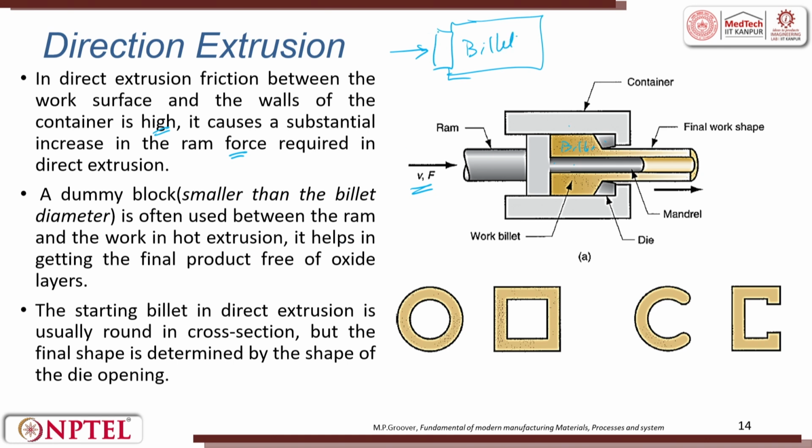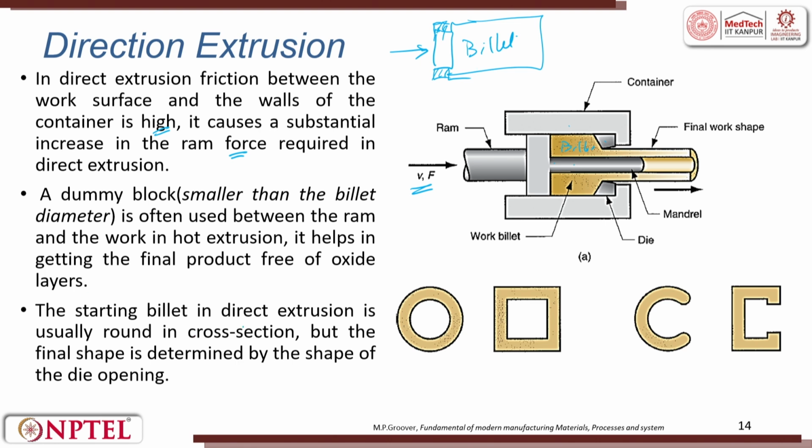It helps. Sometimes the diameter can be low, sometimes it can be high also, equal to the diameter of the billet. A dummy block is often used between the ram and the work in hot extrusion, which helps in getting the final product free from oxide layer.